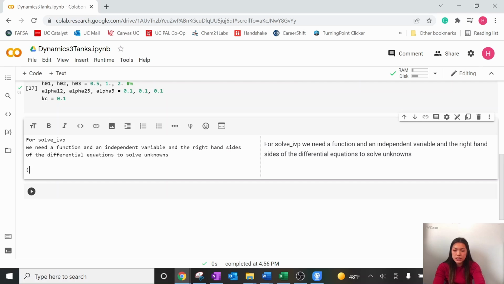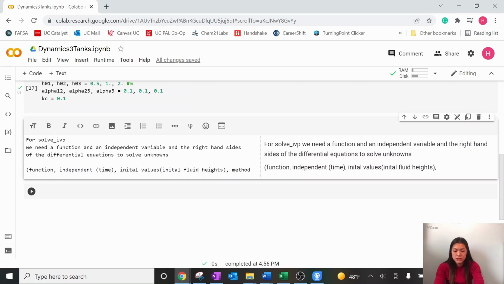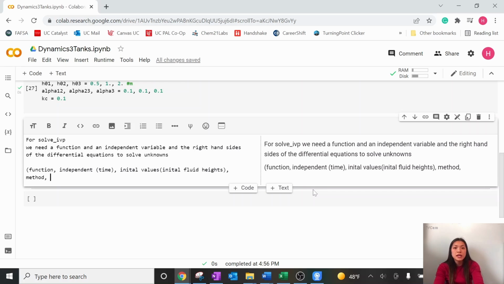And so solve IVP, what it needs from us is a function, which we defined as simulation. It needs an independent variable, which in this situation we are going to be using time. It needs the initial values, so the initial fluid height. And then it also needs a method with which it needs to be solved. So we're going to be using RK45. It's a method that solves ordinary differential equations. And then we are also going to need to tell it that dense output is true. If we don't tell it it's true, it is assumed to be false. But in this case, it is true since we are solving for continuous solutions.